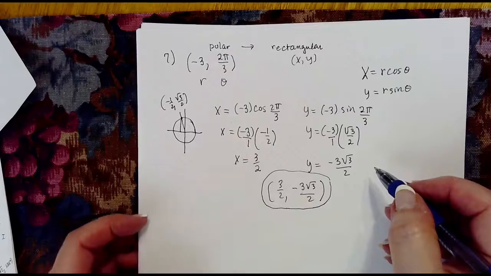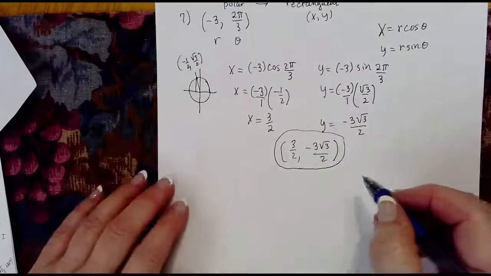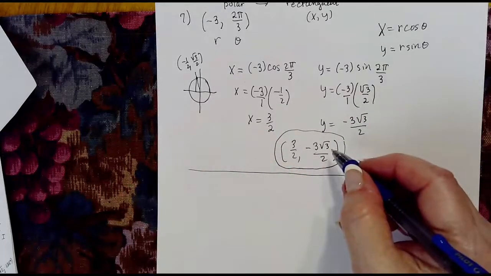Okay, number 8 and number 9 are worked the same way as number 7, so we won't take time to do 8 and 9. You can follow the same steps that you followed here with your r cosine theta.